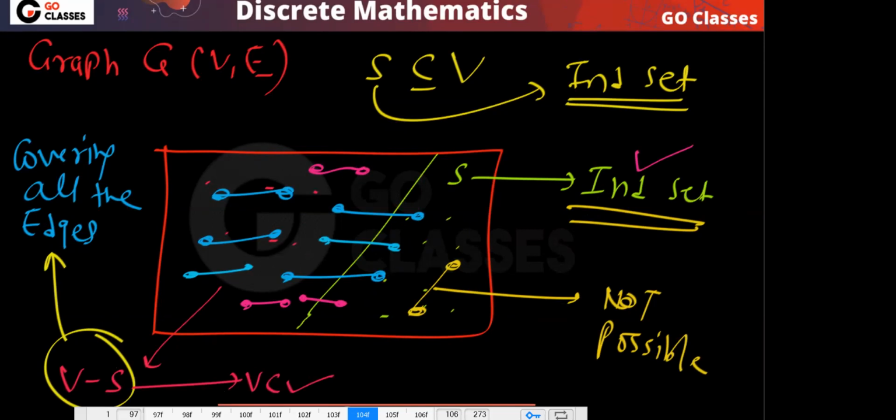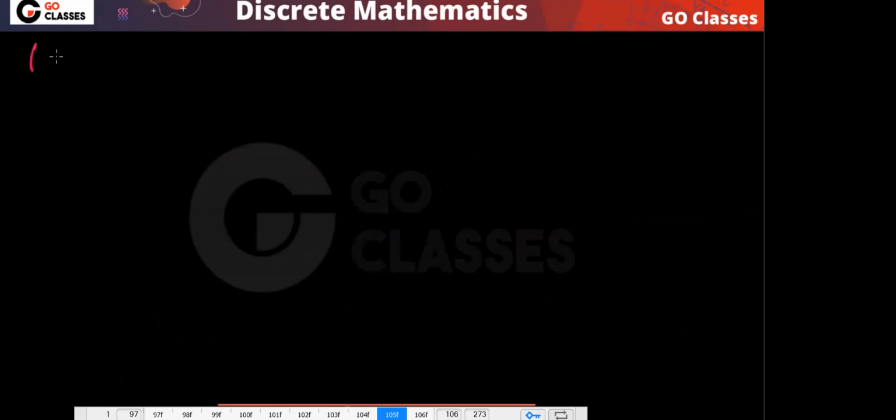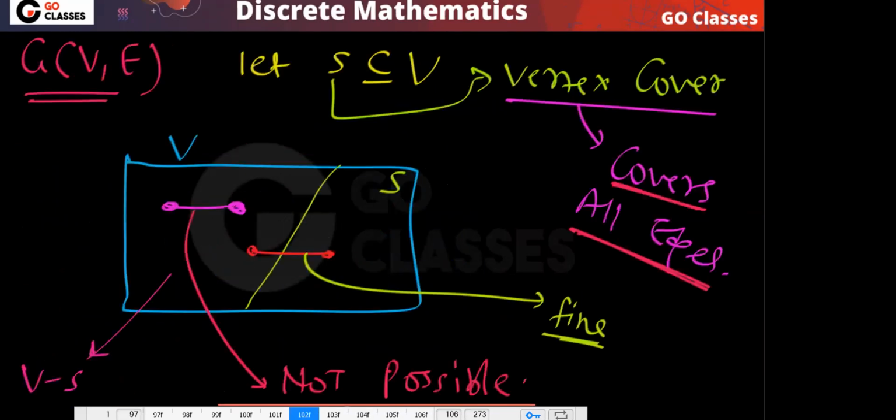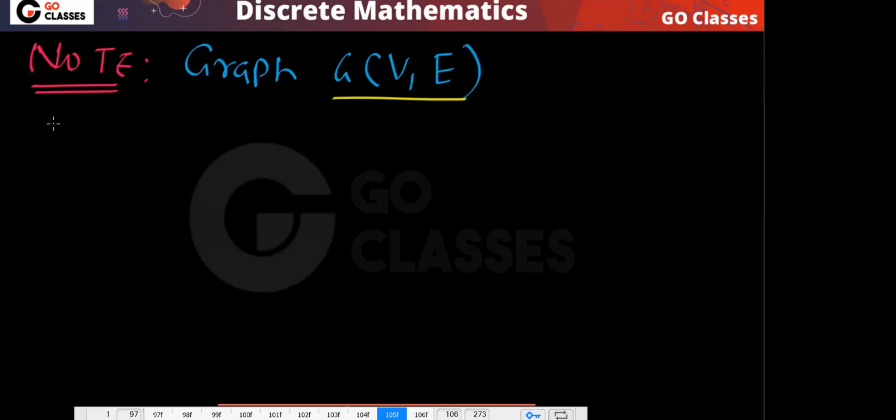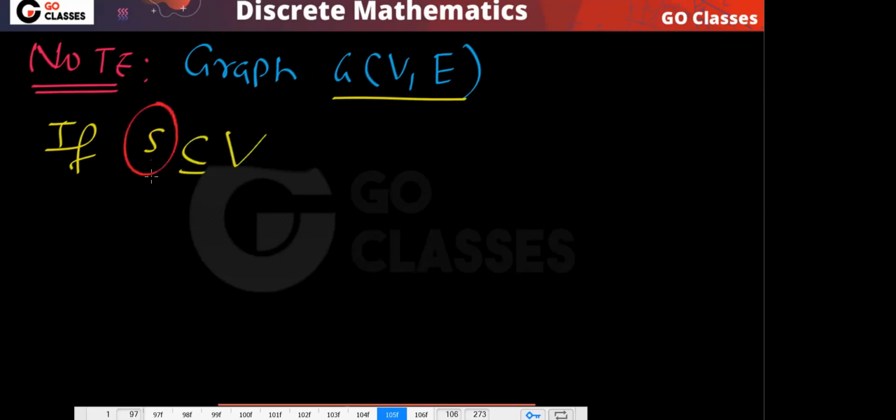So this is what we have seen. What is the note? If you take any vertex cover, then the remaining vertices will be the independent set. See, this proof is a very cute proof, very simple proof. So this is the idea. If you have a graph G = (V, E), then for this graph, I can say that if S is an independent set, S must be a subset of V, because I'm talking about an independent set.